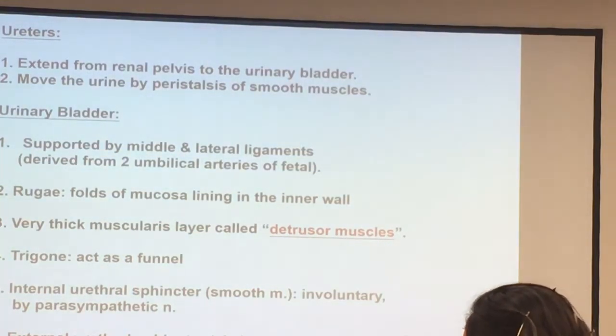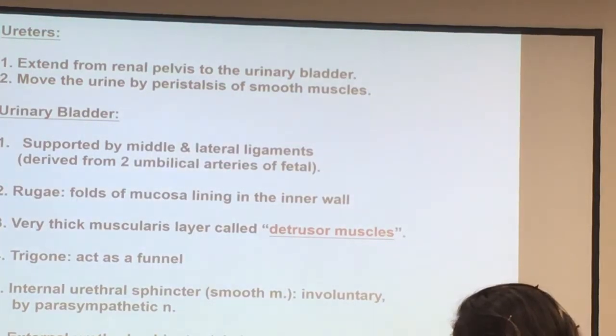Okay. The container called the urinary bladder is so heavy, so it's supported by the middle and the lateral ligaments. Okay, and the two lateral ligaments are coming from the umbilical arteries. We have two umbilical arteries in the fetus, right? The inner surface we call rugae, just like the stomach.